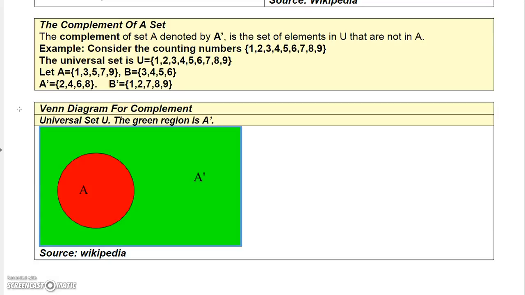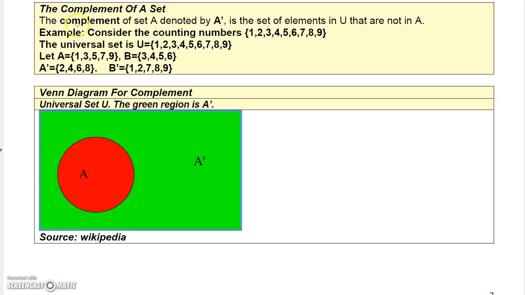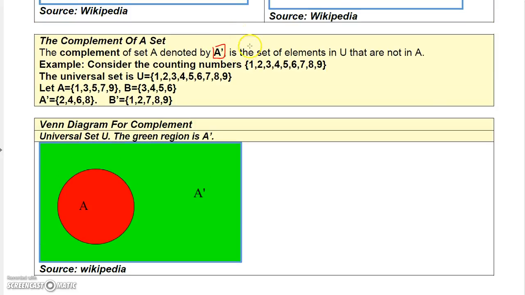Okay, now the complement of a set A is denoted by A prime. In some books, they might use an A with a little bar across it. But anyway, this is the set of elements in the universal set that are not in A. So let's go back and consider our universal set, the numbers 1 through 9. If A is the set 1, 3, 5, 7, 9, then A prime, or not A, would be the elements that are in the universal set that are not in A. So what did we leave out here? We left out 2, 4, 6, 8.